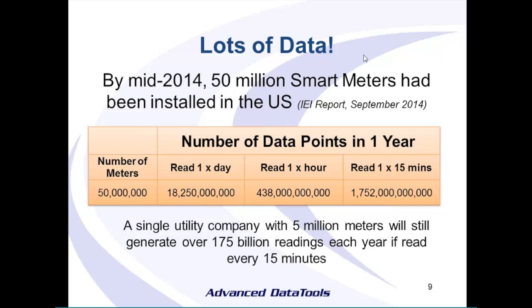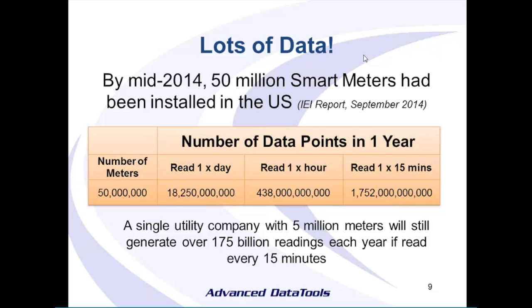Now, if you start reading that every hour, a year's worth of data is 438 billion data points. Most utilities want to read this data more frequently than that and take readings every 15 minutes. So for 50 million meters, you're now at 1.7 trillion data points. And you've got to think those data points aren't just a meter reading, there are other metrics that are measured also. So you've got all of these values and it adds up to a lot of data.